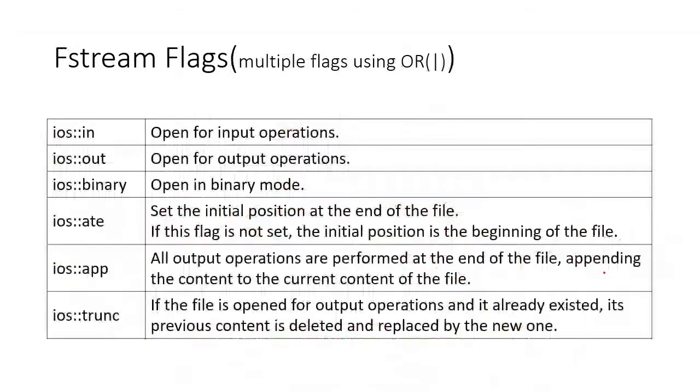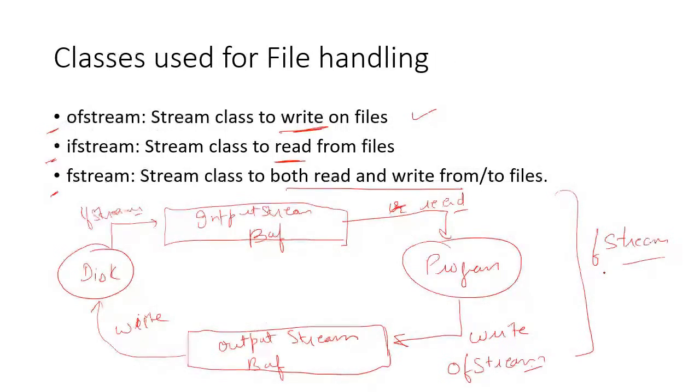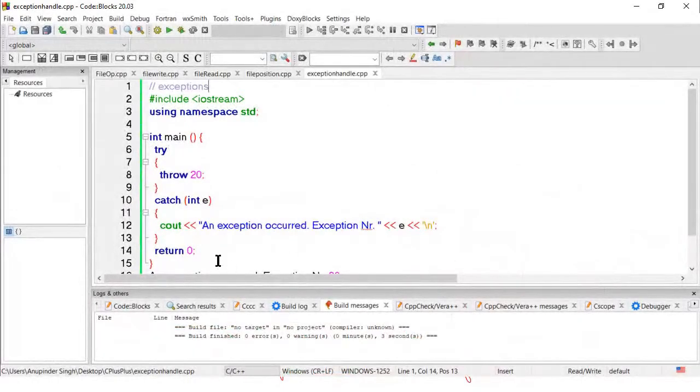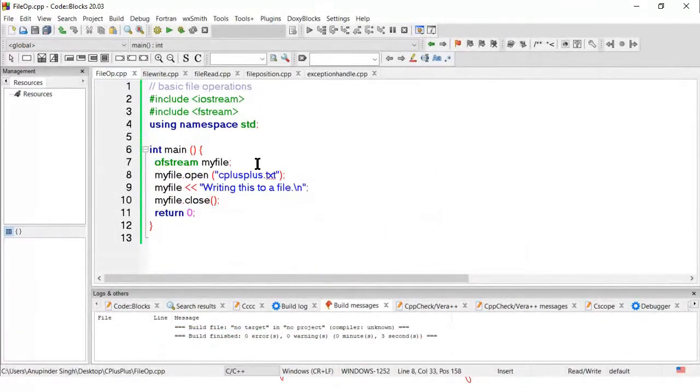Now there are certain flags, right? Because we wanted to open this particular file, there are certain flags which are supposed to be utilized. So let me take you to the code part first. So I have this particular file operation. It's the simplest file operation that we can do. So I'm using this example from cplusplus.com again.